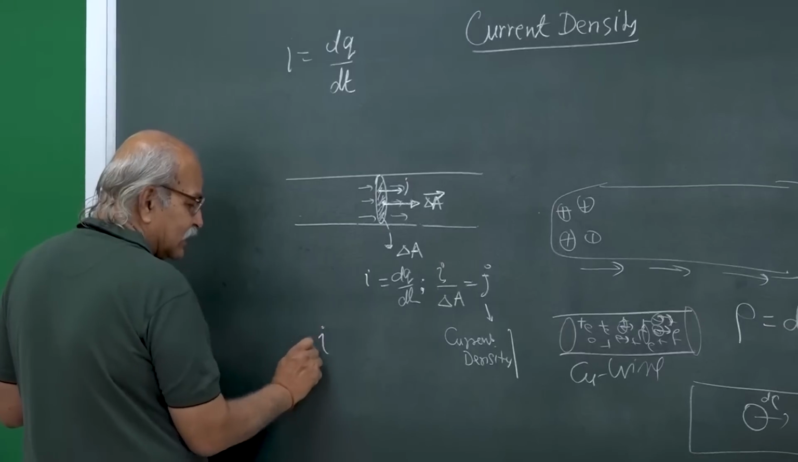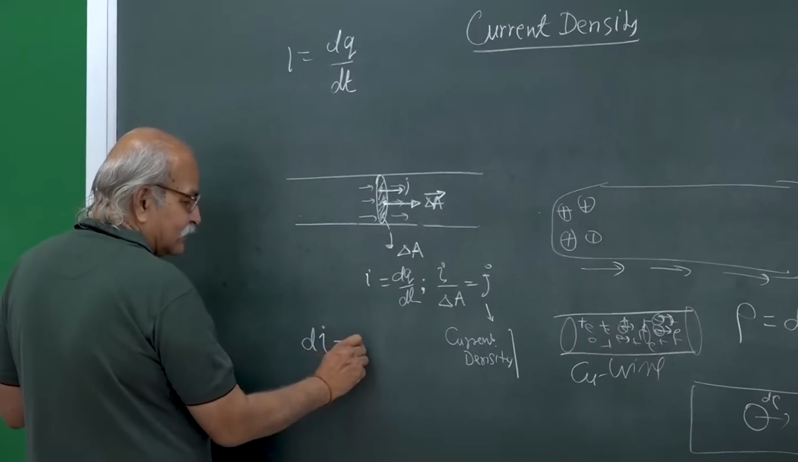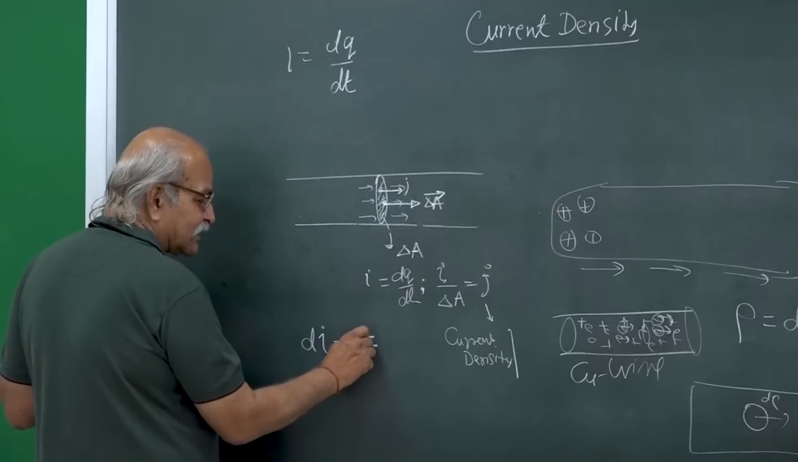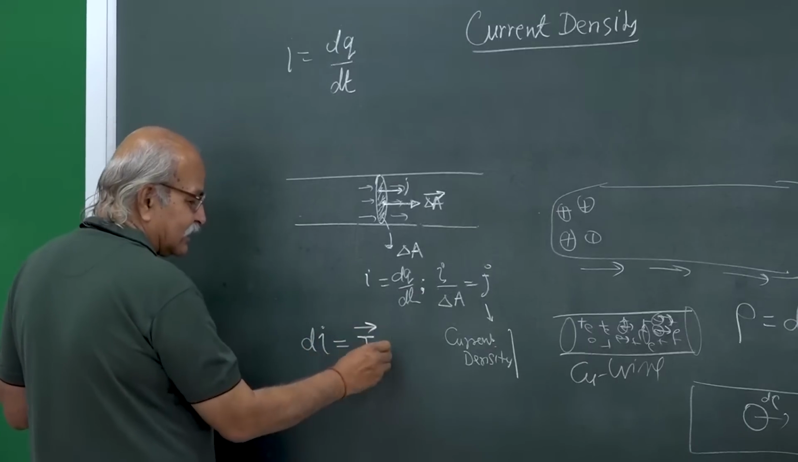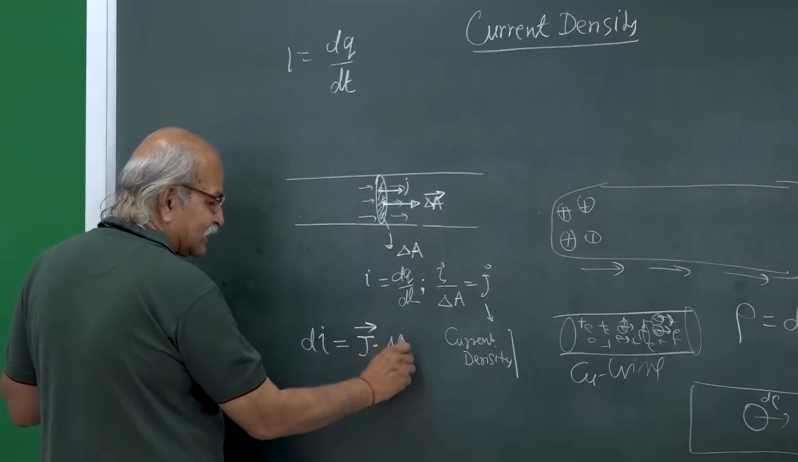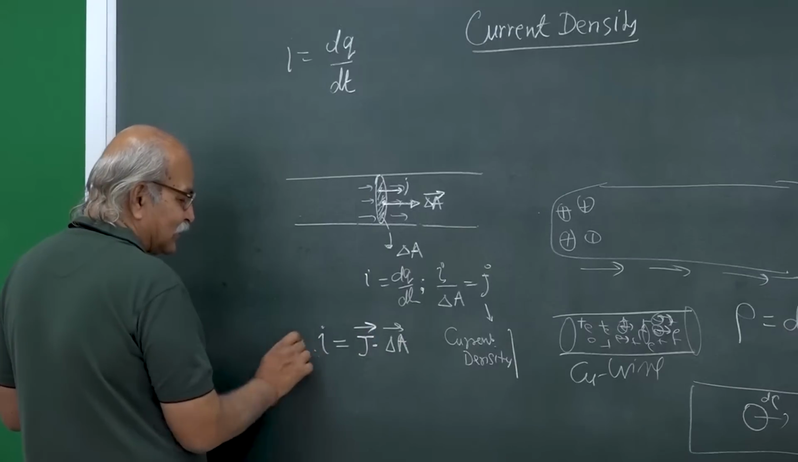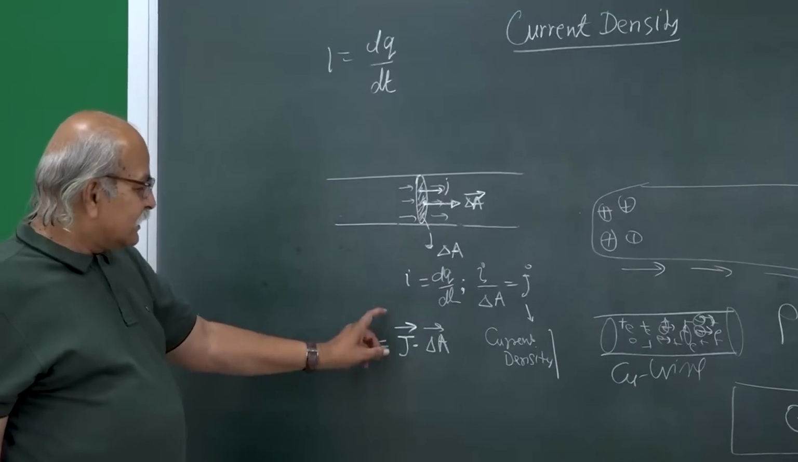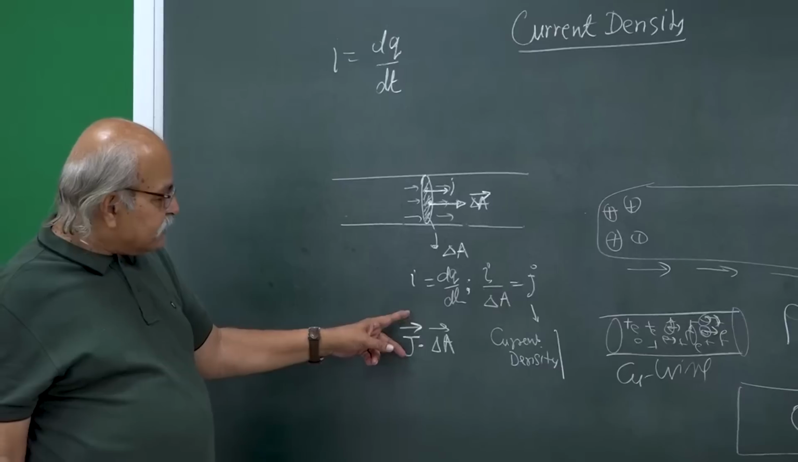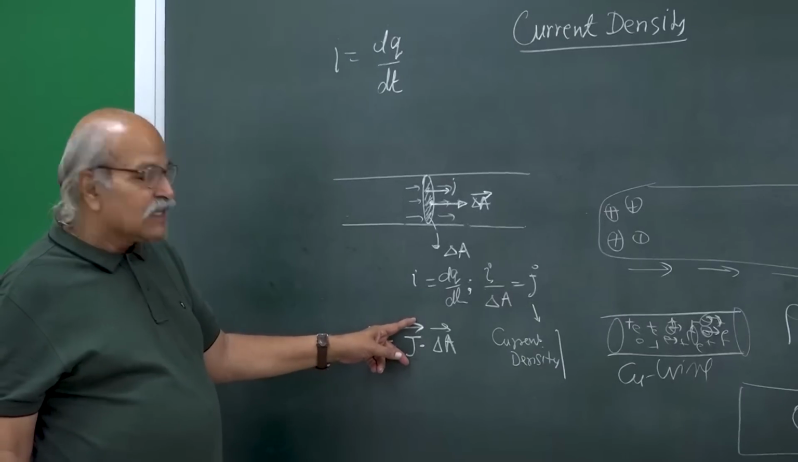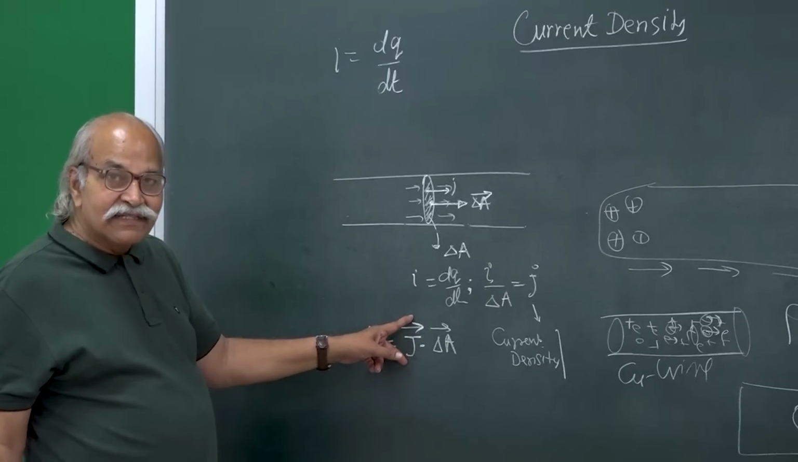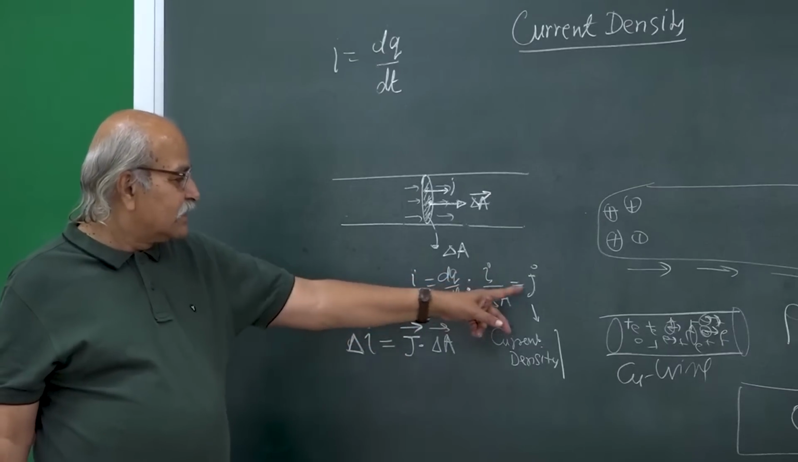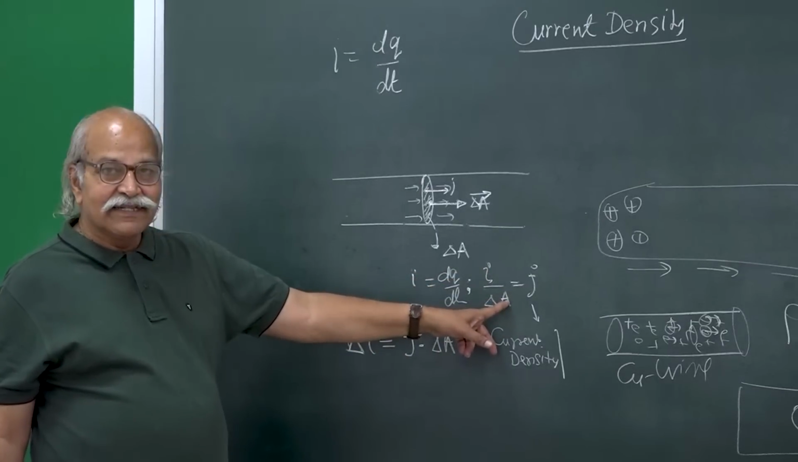So, if this is your current density, then you can write the current as capital J vector dot delta A vector, which is delta I. What is this? I say that I am defining a current density. The magnitude of the current density is given by this equation. This is the current density J, I divided by delta A.